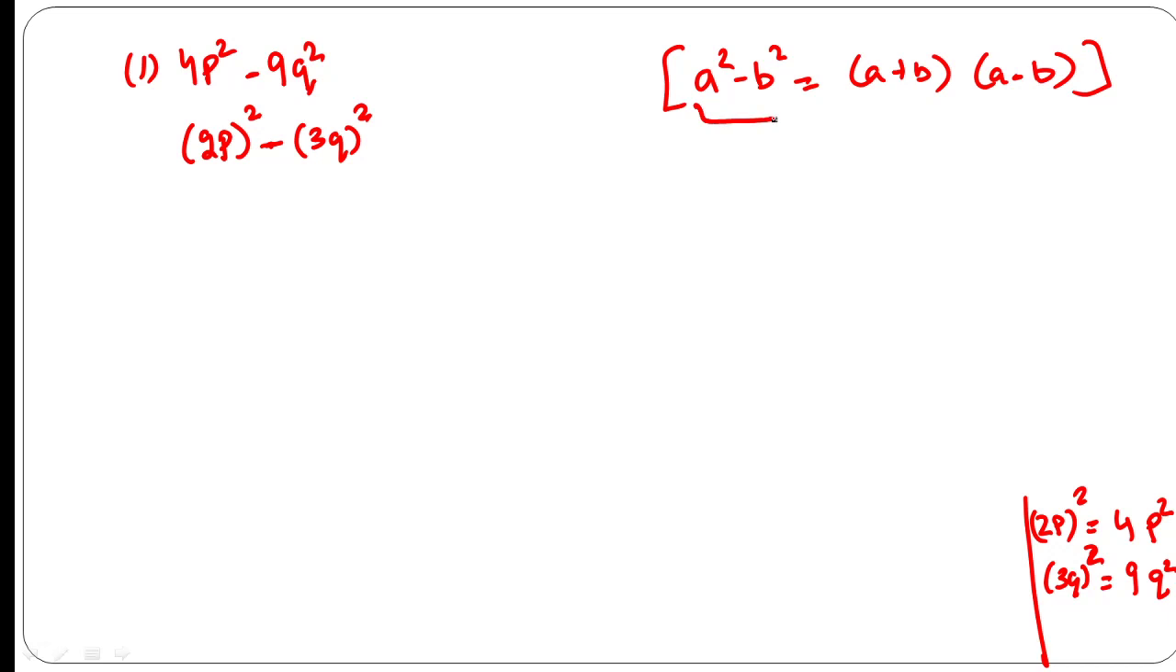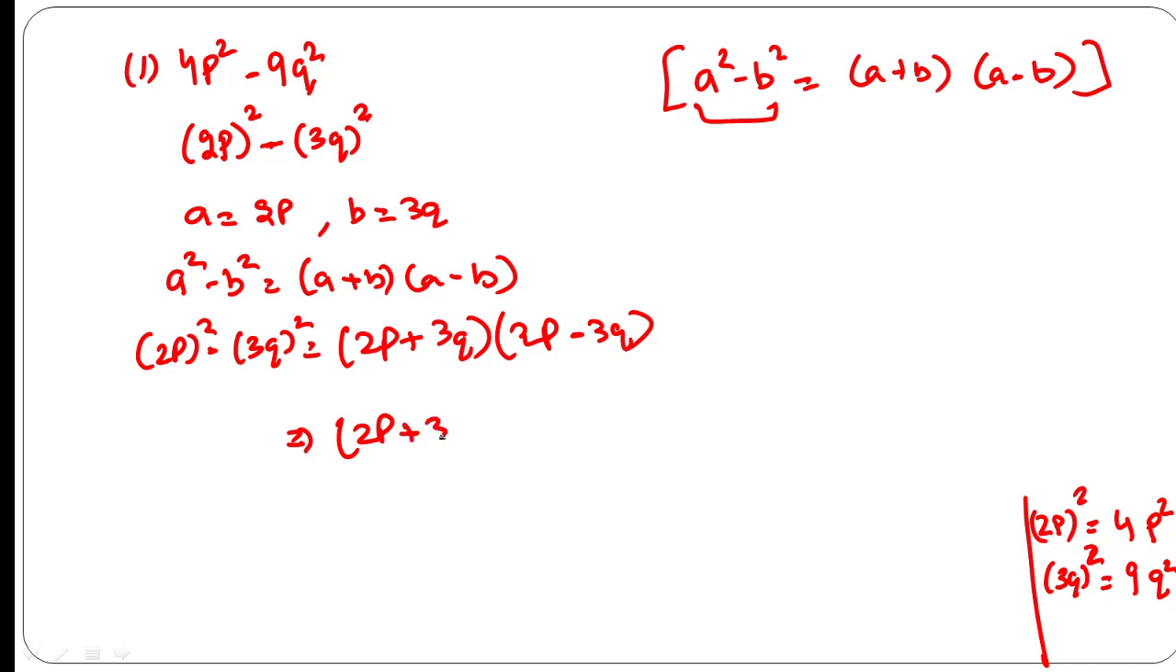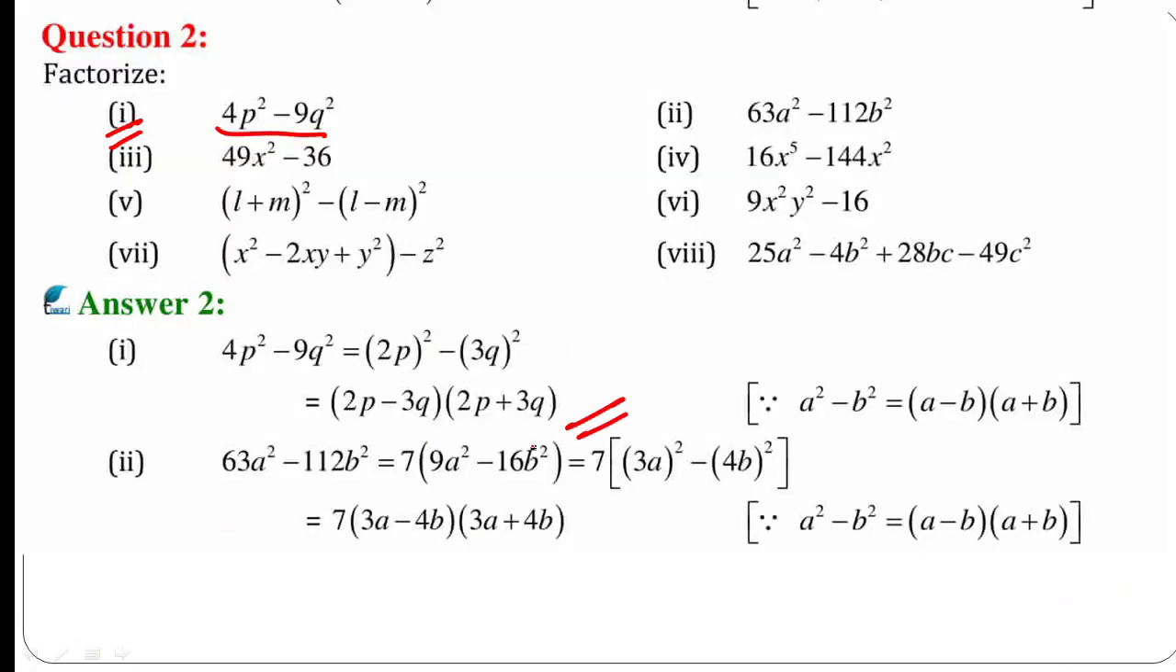It means the value of a is your 2p, the value of b is your 3q. So you know that a square minus b square is equal to a plus b, a minus b. So a is 2p and b is 3q, and this gives 2p plus 3q, 2p minus 3q. So that is your required answer.